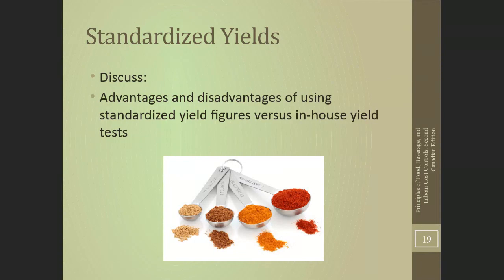However, you should be using in-house yields or yield tests for your high-cost items, like I've been saying all along: your prime rib, your salmons, your tunas, things like that. But for your low-cost items, using standardized yields is just fine. It's okay even to guesstimate. You can go online, just go to Google, type in standardized yields for food products, and there are a bunch of different resources you can use to understand what a standardized yield for a particular product might be. Does anybody have any questions about standardized yields?